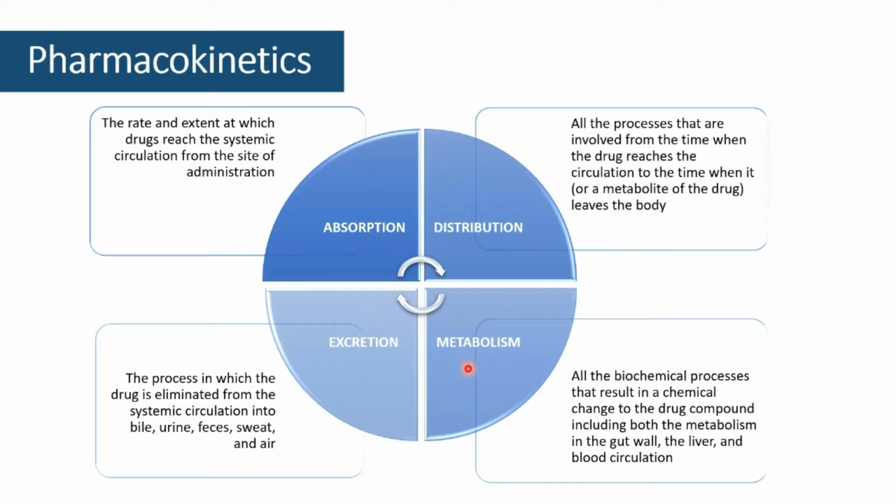Metabolism is all the biochemical processes that result in a chemical change to the drug compound, including metabolism in the gut wall, the liver, and the blood circulation. And the last process is excretion. Excretion is the process in which the drug is eliminated from the systemic circulation into bile, urine, feces, sweat, and air.